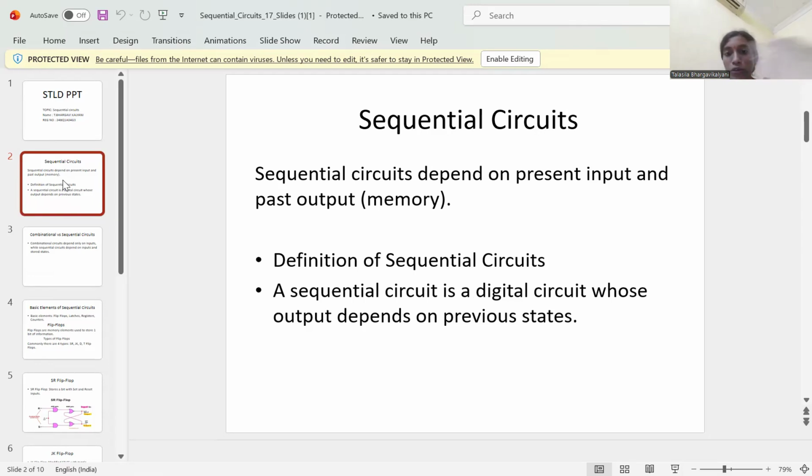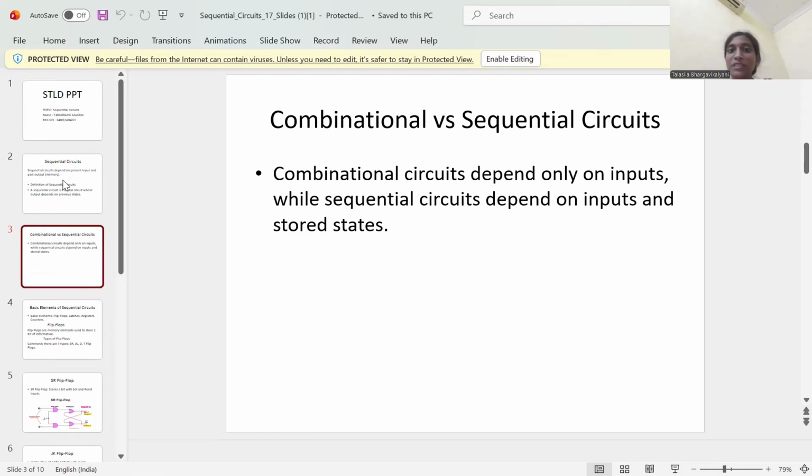Now let us talk about some differences between combinational and sequential circuits. There are not many, but I will tell you a little more about this. A combinational circuit depends upon present input only. It does not depend upon past input. Whereas a sequential circuit depends upon present input and past output. In sequential circuits, we need a memory element, and in combinational circuits, we do not need a memory element.